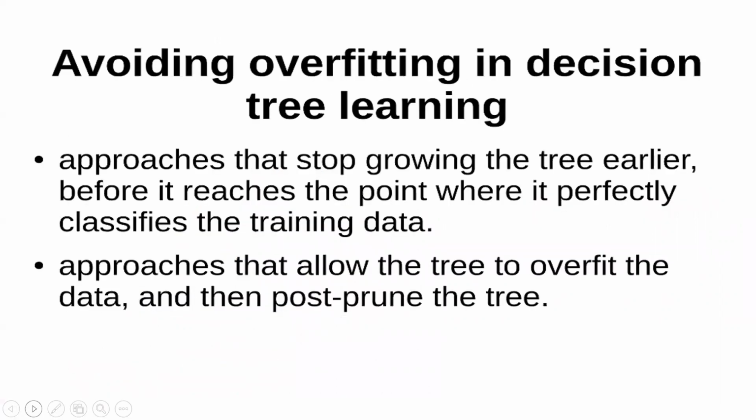Avoiding overfitting in a decision tree. One approach is to stop growing the tree earlier, before it reaches a point where it perfectly classifies the training data. Another approach allows the tree to overfit the data and then post-prune the tree.